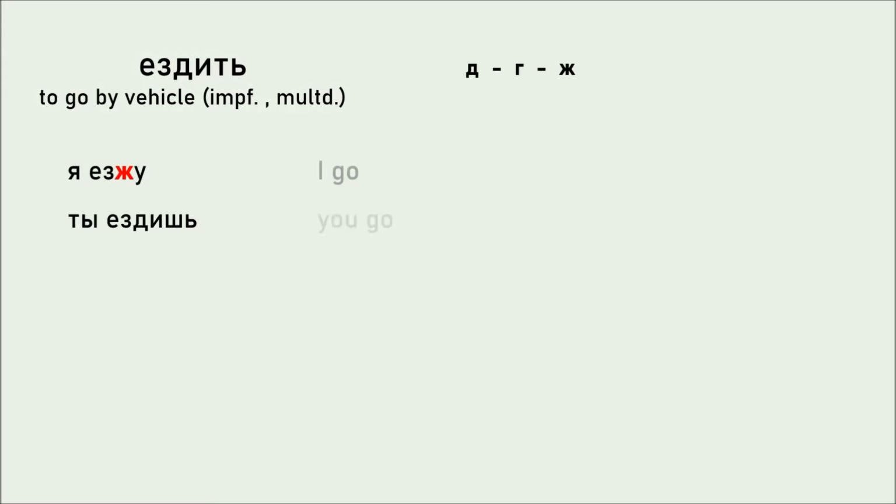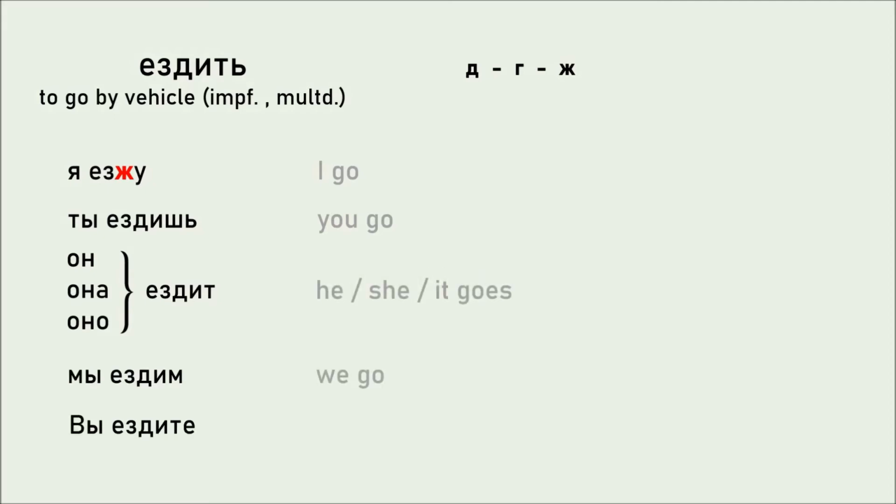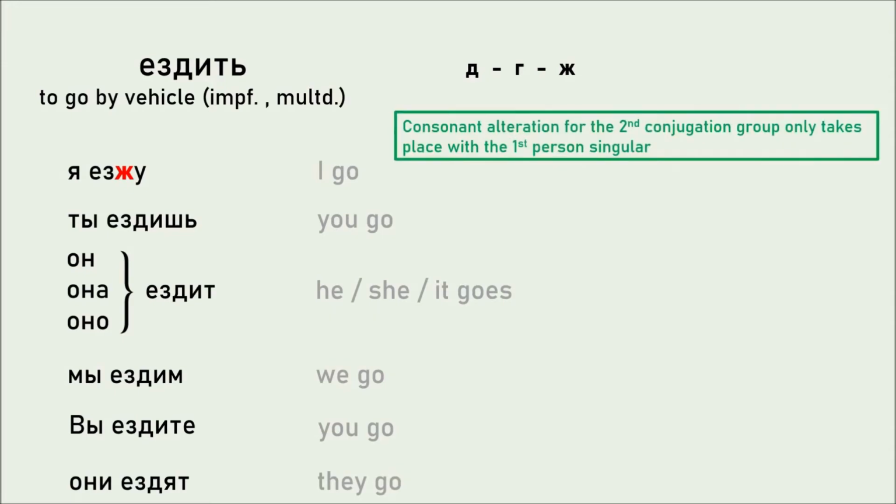Okay, ездить, we have the same idea. Я езжу, ты ездишь, он ездит, мы ездим, вы ездите, они ездят. So the ultimate question really is, what happens with prefixes? Well, let's have a look.